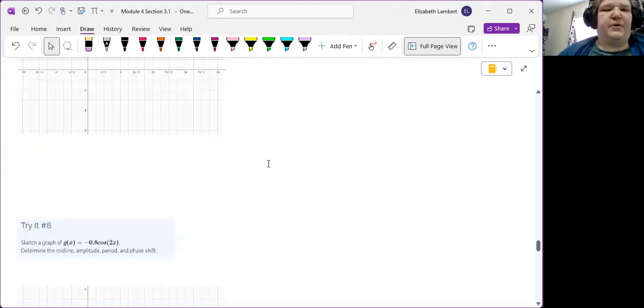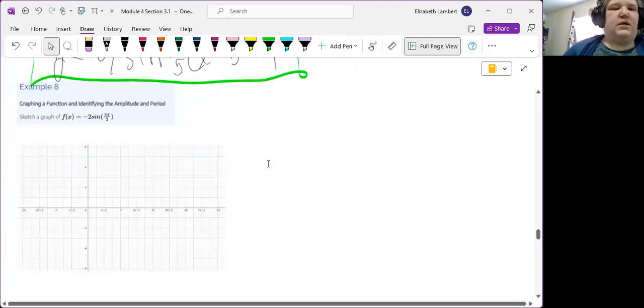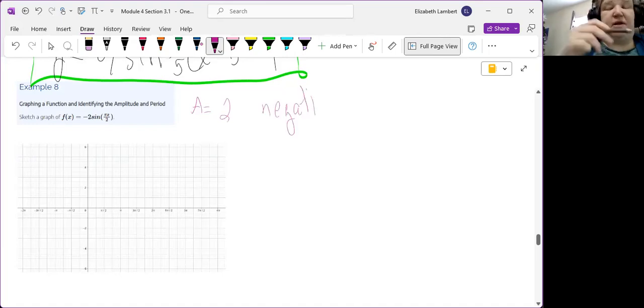Okay. I put 5 more on here. I don't know if I'm going to do all 5. Let's do one more and then we'll call this video. So we have negative 2 sine of pi over 2x. So our amplitude is 2. And the negative on A is flipping positive y for negative y.